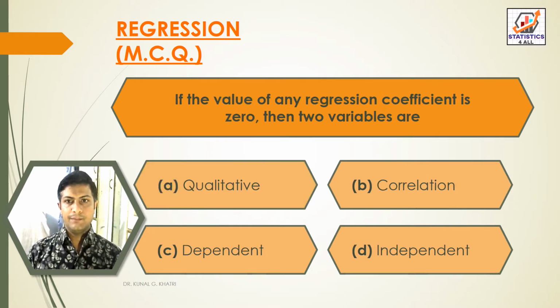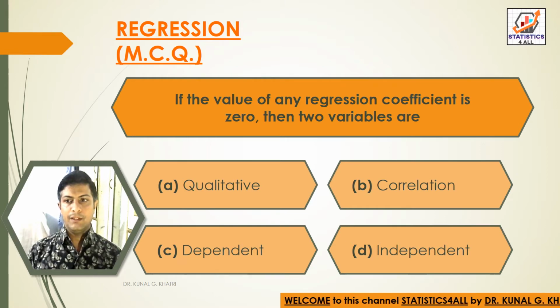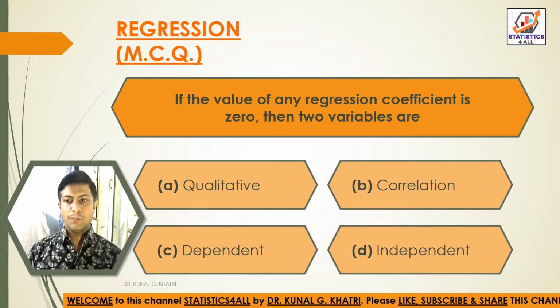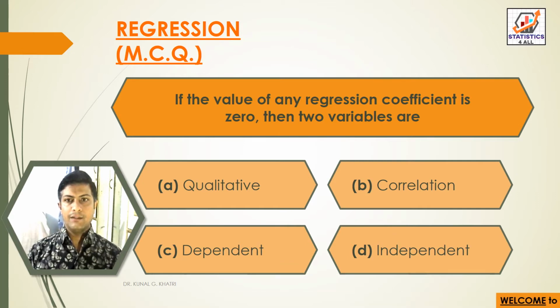Next question. If the value of any regression coefficient is 0, then two variables are option A qualitative, option B correlation, option C dependent, option D independent. So here we have answer option D, independent. If the value of any regression coefficient is 0, then two variables are independent.